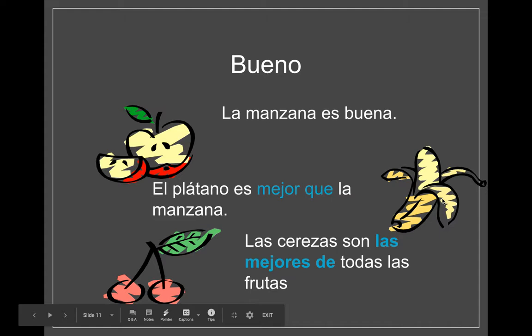All right, so just some examples with those. La manzana es buena. The apple is good. El plátano es mejor que la manzana. But the banana is better than the apple. Las cerezas son las mejores de todas las frutas. But cherries are the best of all the fruits. So instead of saying más bueno que, we use mejor que.